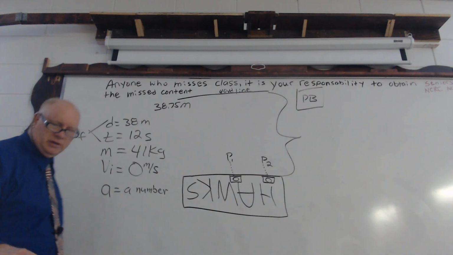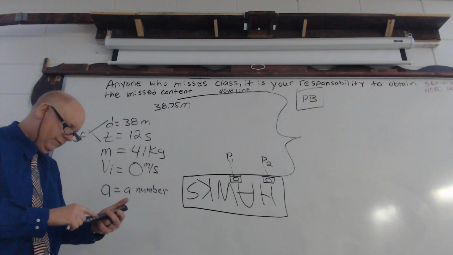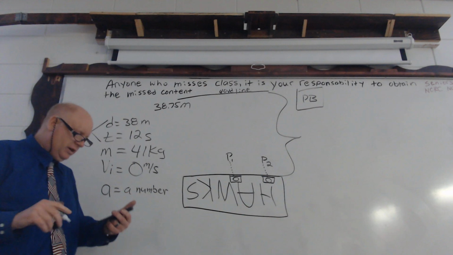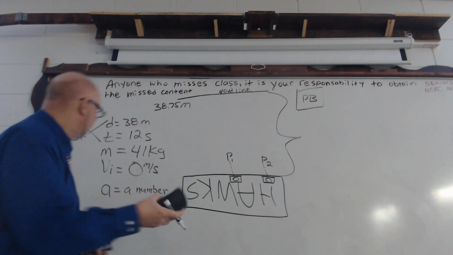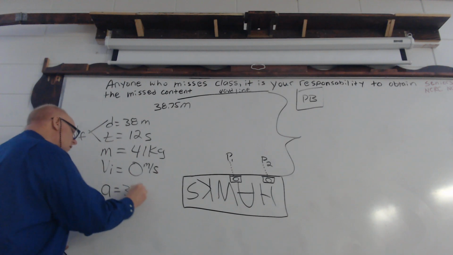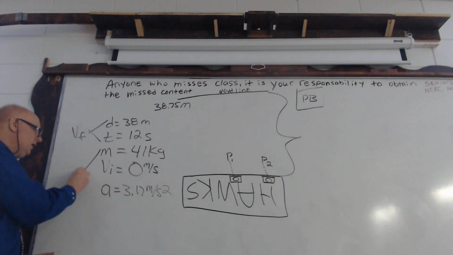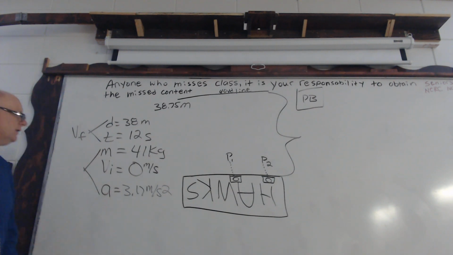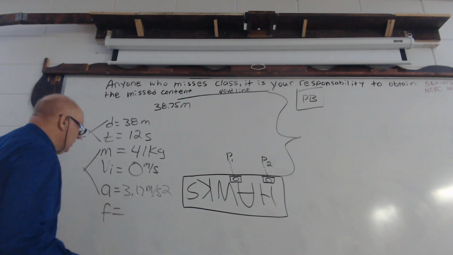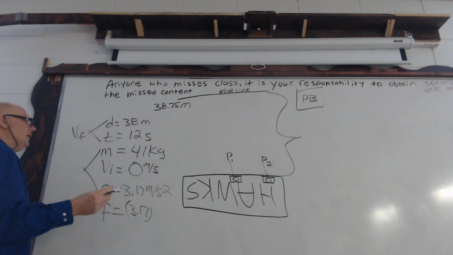Then, well, I suppose if we really want to be specific, we could say 38 divided by 12, which would give us 3.17 meters per second squared. Then with these two numbers, what can we find? We can find the force, which means we're going to take that 3.17 times what?